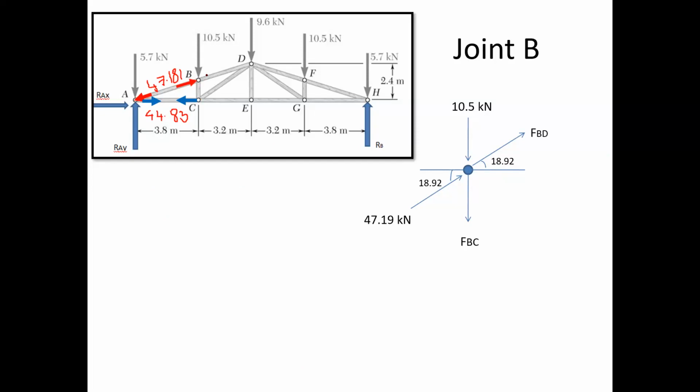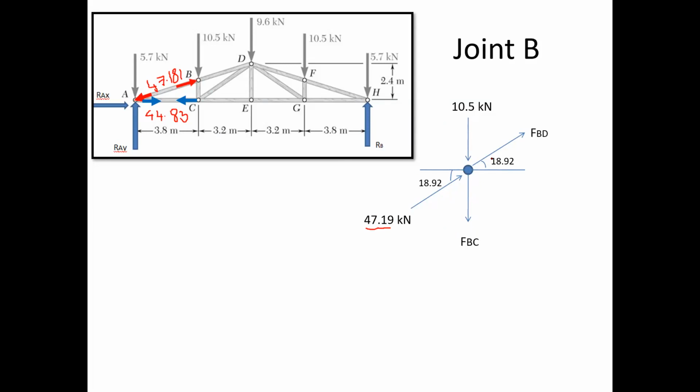Now, at joint B, if you see, we have this force FBD. I have shown it, FBD, that is tensile in nature, right? And I have shown this FAB force, which is compressive in nature, means towards the joint, and that is 47.19. Fine. Okay. And here at point B, we have this next force, that is FBC. Again, I assume it as tensile in nature.